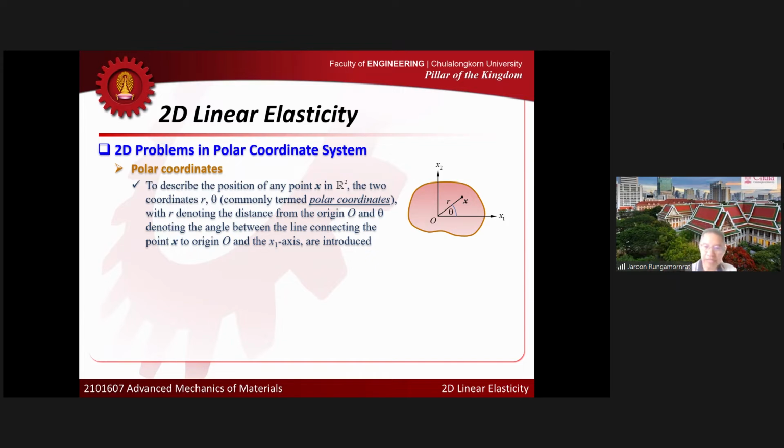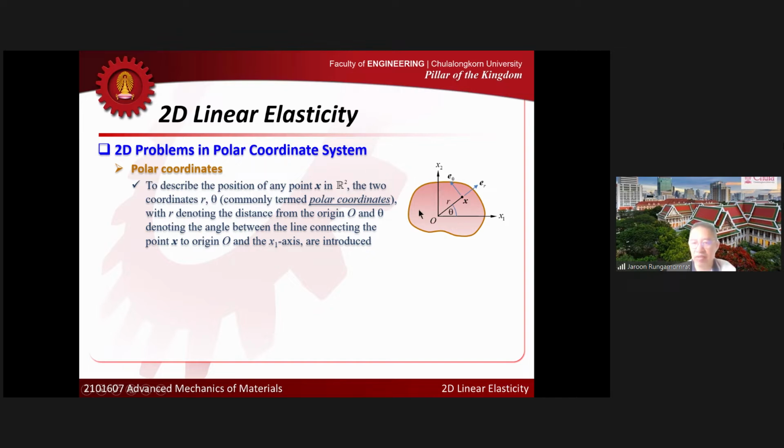Okay, is that clear? Once I introduce these two coordinates here, I can also introduce a unit vector in the r direction and in the theta direction. So I call the unit vectors e_r and e_theta. e_r here is what we call the radial unit vector. It points in the direction parallel to the line connecting point O and X. Or you can think of this as the radial direction, right? And e_theta here is the unit vector pointing in the tangential direction, or the circumferential direction.